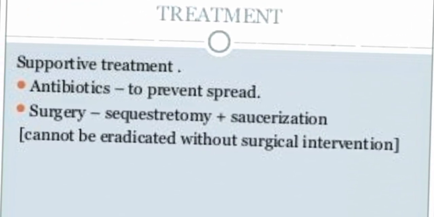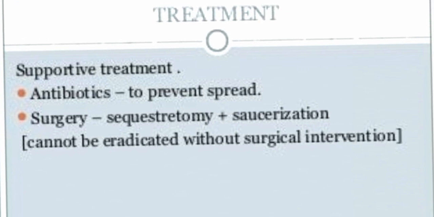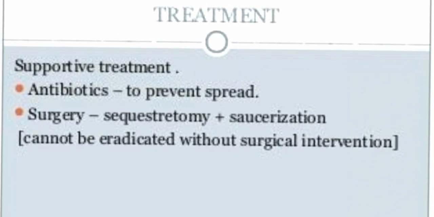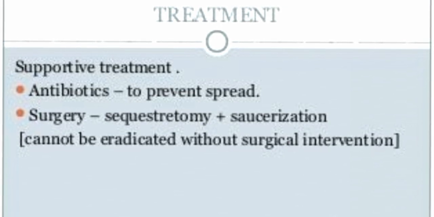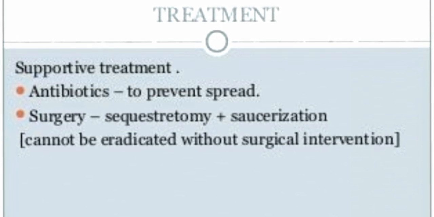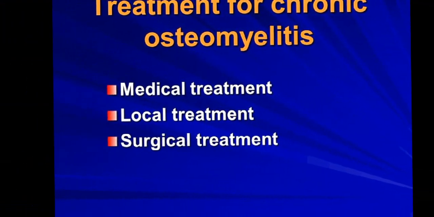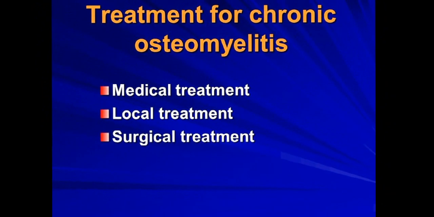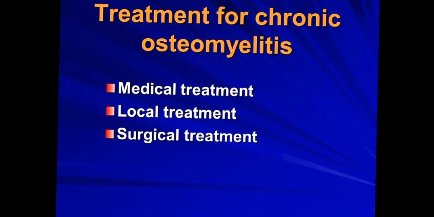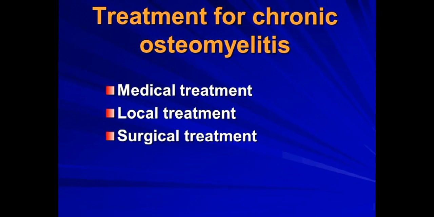Now the most important thing is the treatment of bone infection or osteomyelitis. It includes antibiotics and surgery. Antibiotics to prevent the spread, and surgery is sequestrectomy. Further, it includes medical treatment, local treatment, and surgical treatment. Surgical treatments are very important to completely eradicate bone infection.